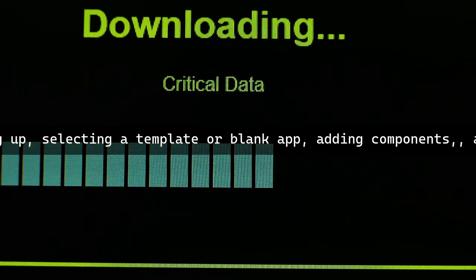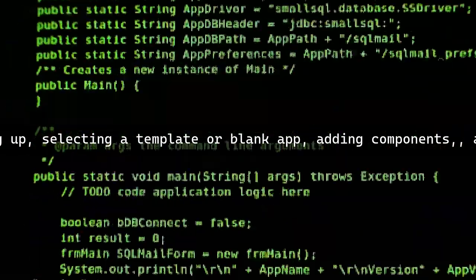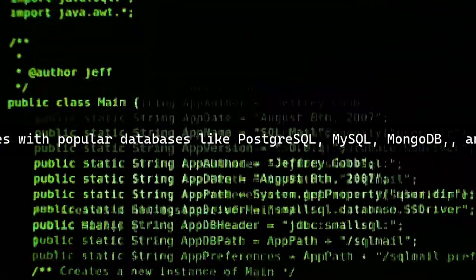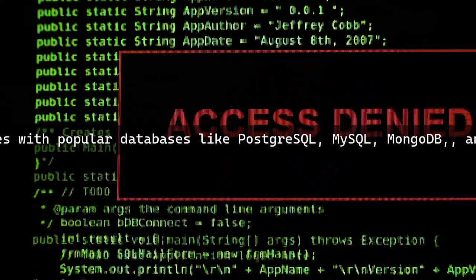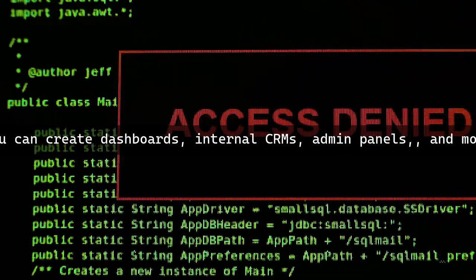Most people get this wrong, but here's why. They assume low code means no coding. Retool requires at least basic knowledge of SQL, APIs, or JavaScript to unlock its full potential. Without this, creating functional apps can be slow or limited.